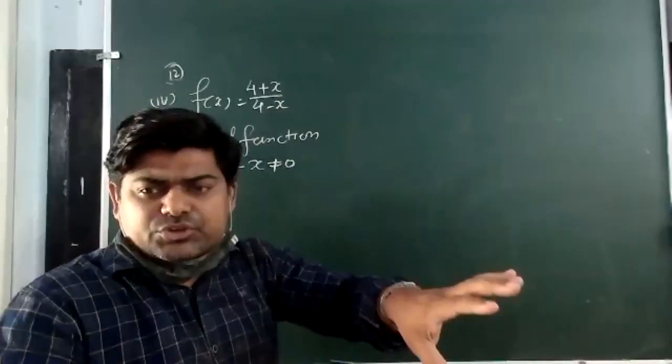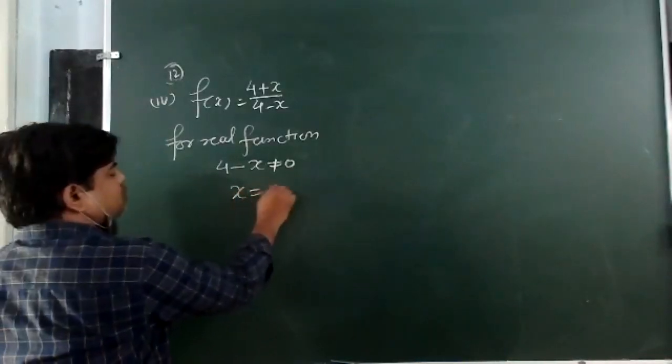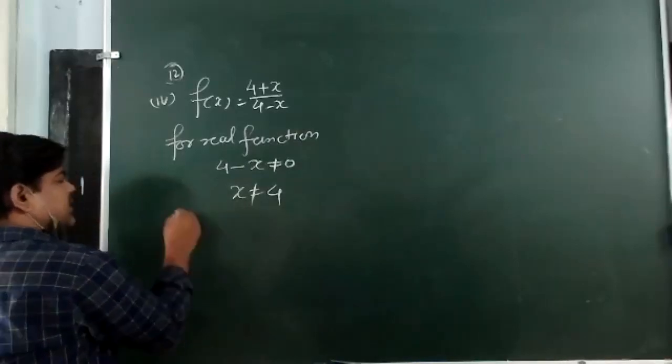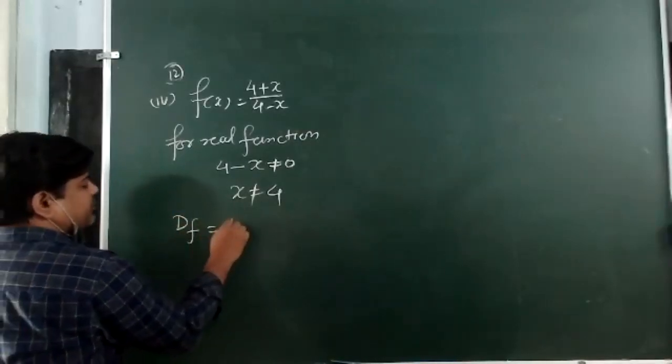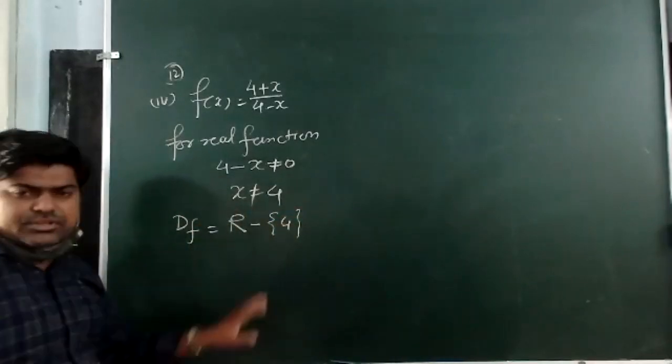If I put x is equal to 4, then the denominator will be 0. So x is not equal to 4. So I can say that the domain of f is equal to all the real numbers except 4. This is the easy one.